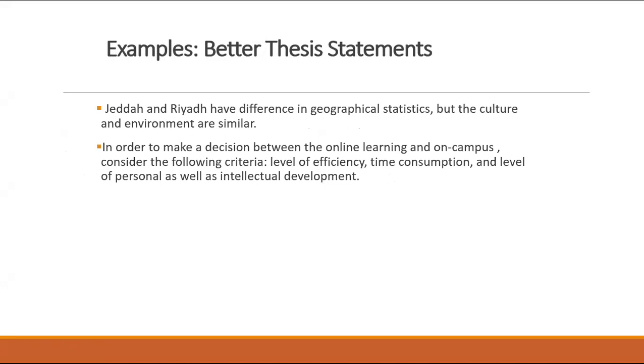Now have a look. Jeddah and Riyadh have differences in geographical statistics, but the culture and environment are similar. In order to make a decision between online learning and on-campus, consider the following criteria: level of efficiency, level of time consumption, and level of personal as well as intellectual development. Yes, so these are the better examples of thesis statements where the writer knows what he or she wants to convey to the readers, right?